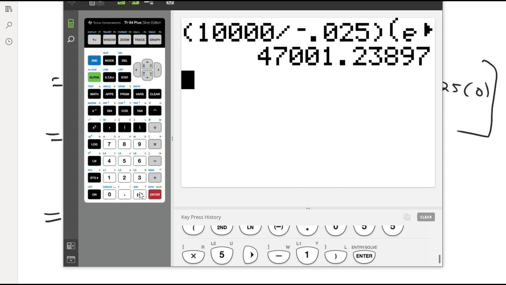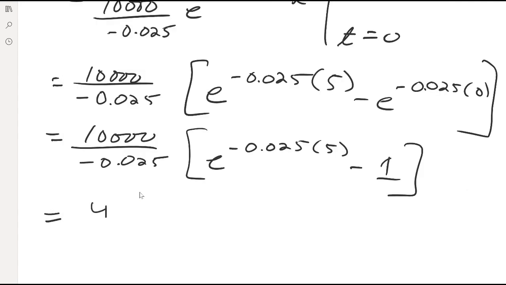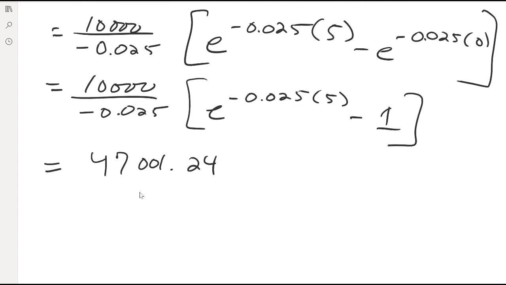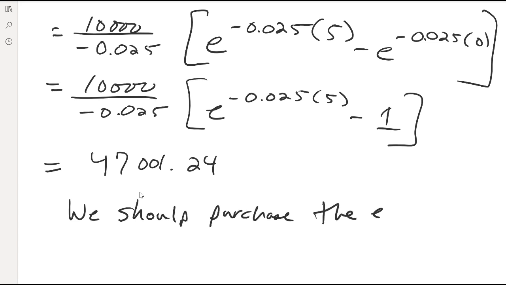There we go. We get 47,001 and 24 cents. So $47,001.24. Okay, so what does this mean? This means that the money that we're going to earn in the future is worth $47,001.24 to us today. So because of that, we should purchase the equipment.